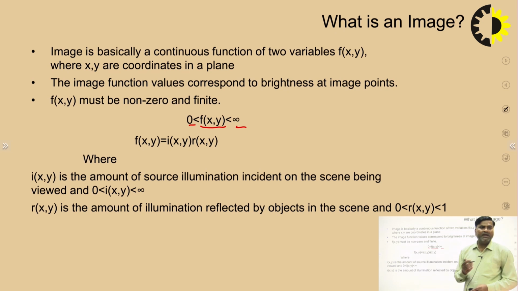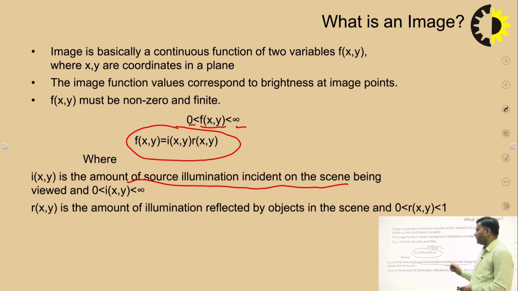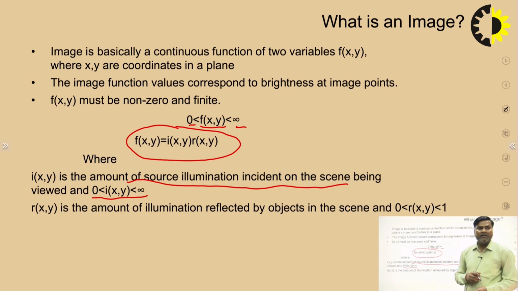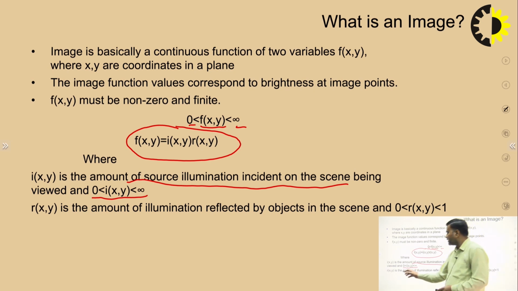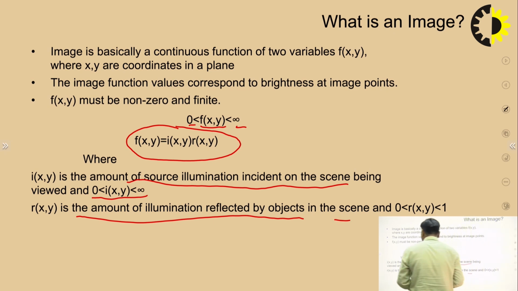In which scenario is this f(x, y) formed? For this, there is an image formation model equation: f(x, y) equals i(x, y) times r(x, y), where i(x, y) is the illumination component and r(x, y) is the reflectance component. i(x, y) is the amount of source illumination incident on the scene being viewed, and its range is between 0 and infinity. r(x, y) is the amount of illumination reflected by the object in the scene, and the range of the reflectance component is between 0 and 1.